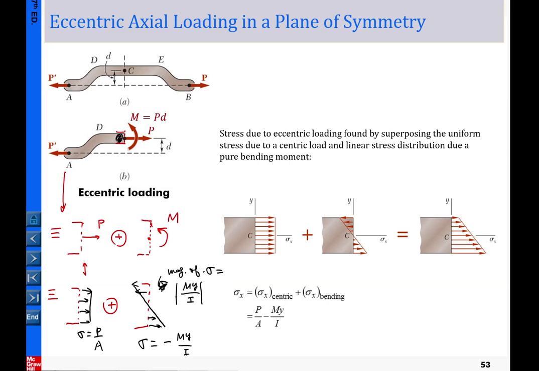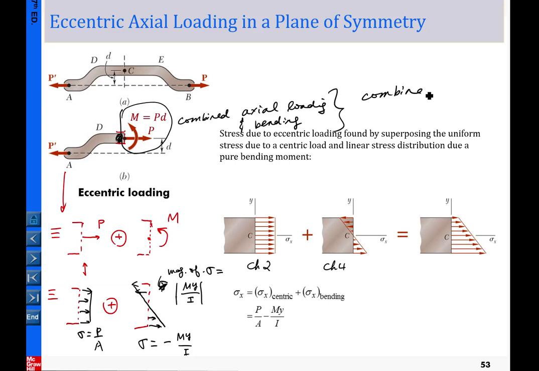So you superpose these together. The drawing here is what we learned from chapter 2, and this is what we learned in the current chapter, chapter 4. In this case, you simply superpose, and you get the stress distribution for this combined case. That is what we call combined loading. So eccentric loading is a combination of axial loading and bending. This is a special case of combined loading, which will be explored further in chapter 8 later on.